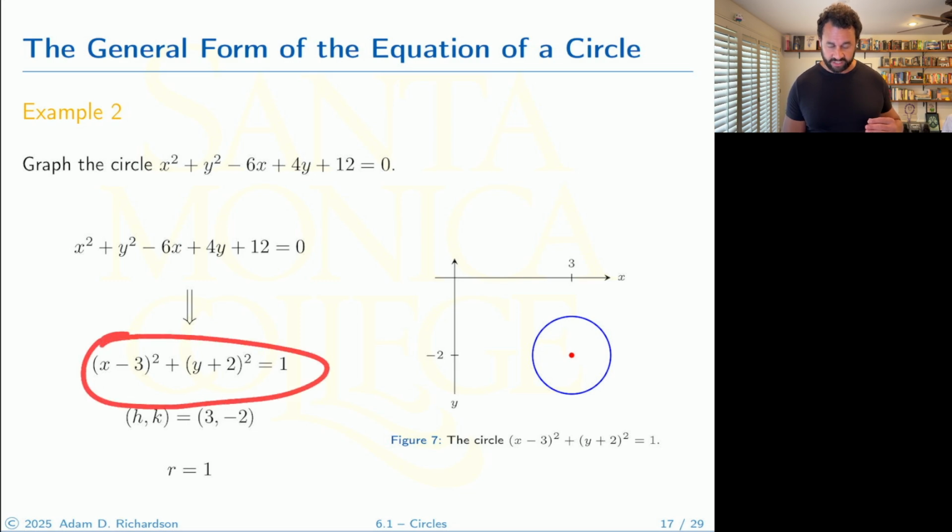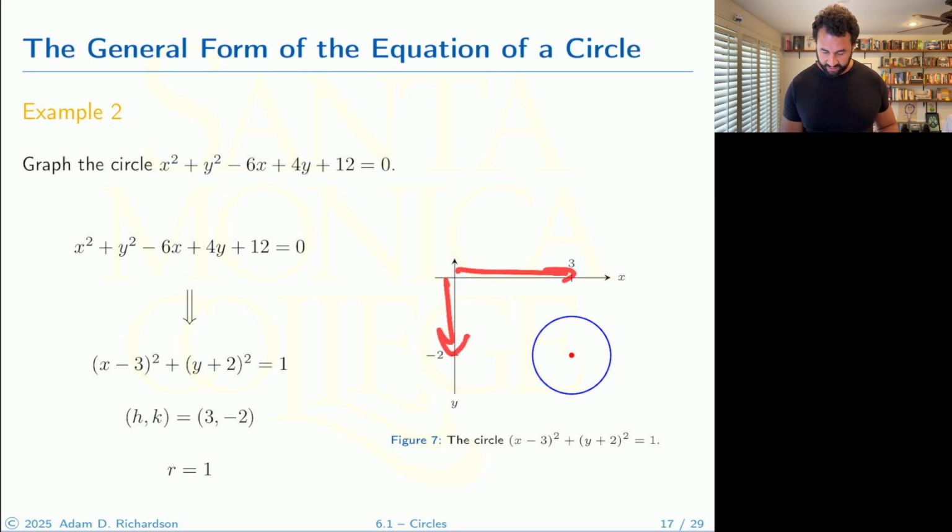So just looking at this form, we can see that the center is going to be 3, -2, and the radius is going to be the square root of 1, which is 1 in this case. Now we can graph it. Center is 3, -2, and the radius is 1. And that's it. Not too bad, right? So we've gotten a lot of practice with completing the square, so hopefully this isn't too bad. If it is a little bit tricky, don't worry, because we're going to do it in activity anyway.